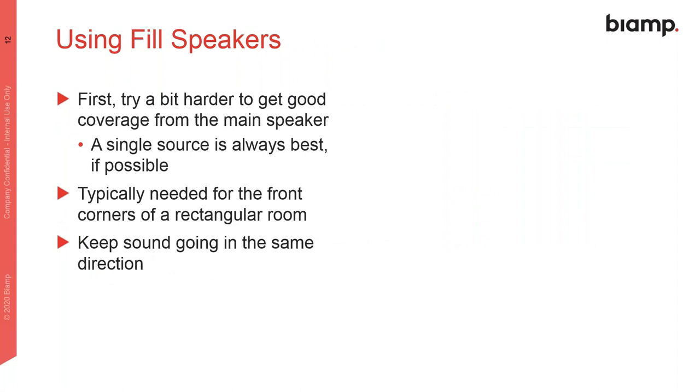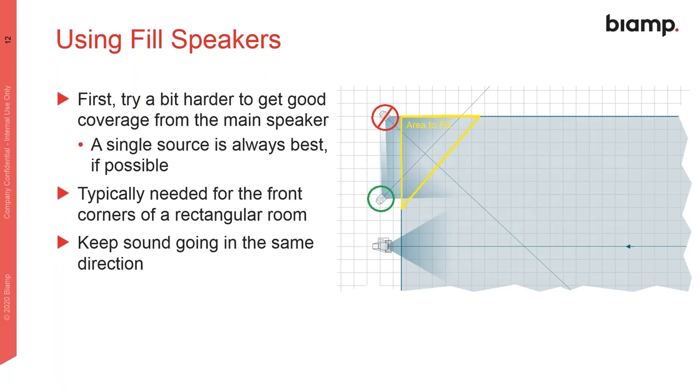Using fill speakers: well, first try a little bit harder to get good coverage from the main speaker. It's always best to use a single source if possible. When it's not, typically the front corners of a rectangular room will need a fill. Here we're seeing a little diagram: the main speaker here covers the floor, the main part of the auditorium, very well, but it's missing this little area on both sides in the front. So we'll add a fill speaker.